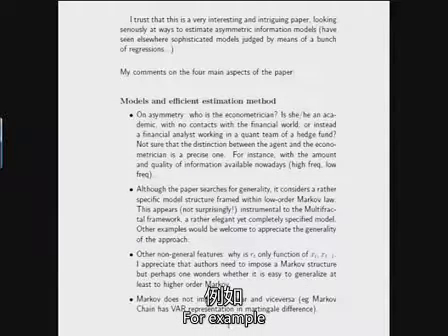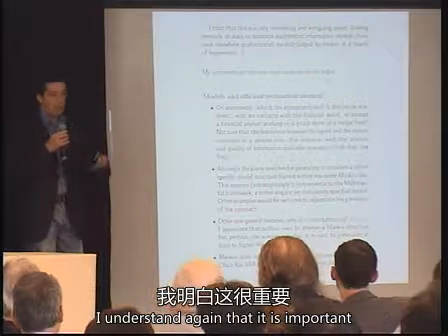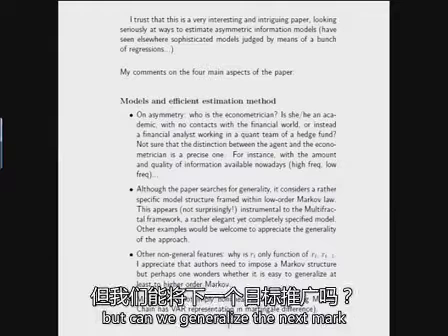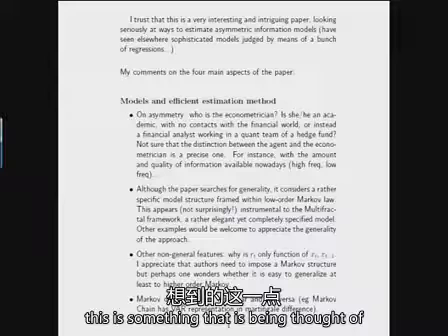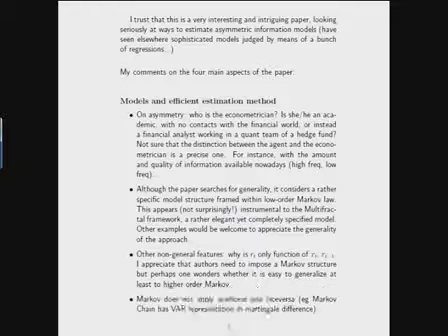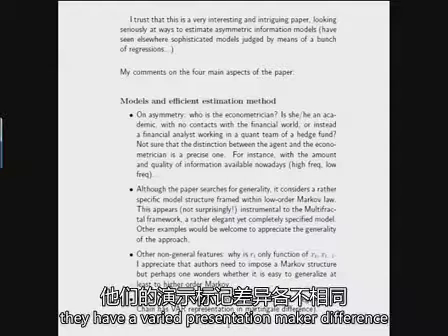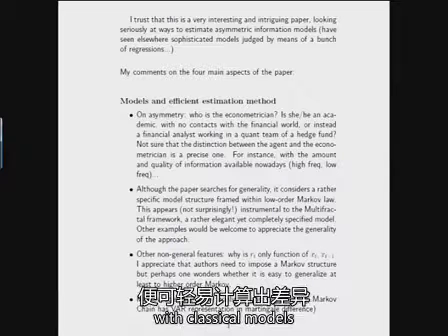Maybe it's me. Okay. For example, other features, like these low order Markov features. I understand again that for computational reasons it is important, but can we generalize, for example, to higher order Markov? And this goes back also to some features of the data that they used. I've been puzzled that the fact that you have a Markov structure doesn't mean that you have a nonlinear model, and vice versa. For example, Markov chains, we know, have a VAR representation, and then you can cast this pretty easily with classical methods.